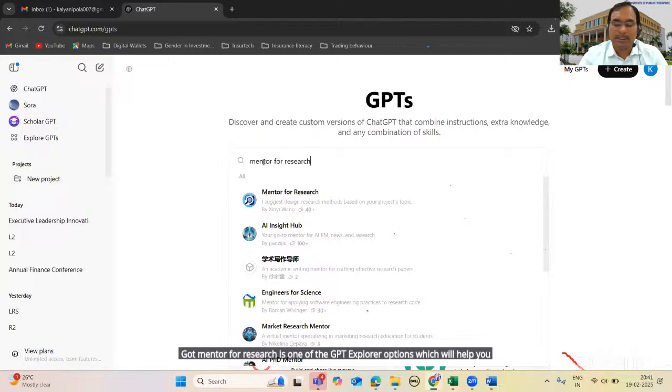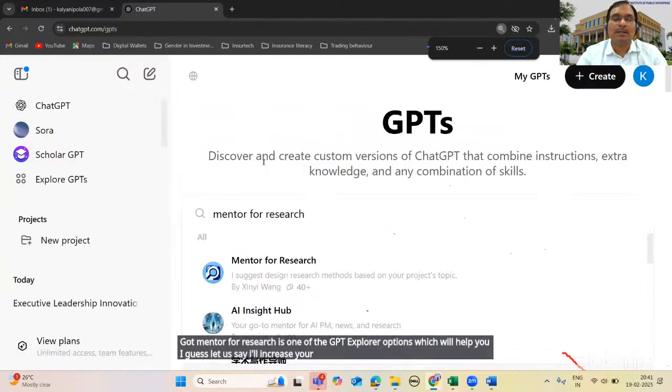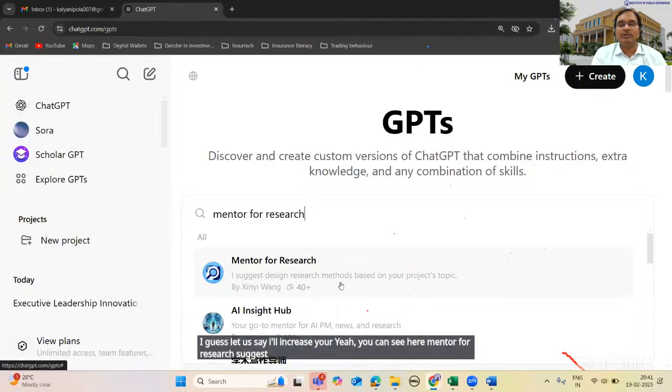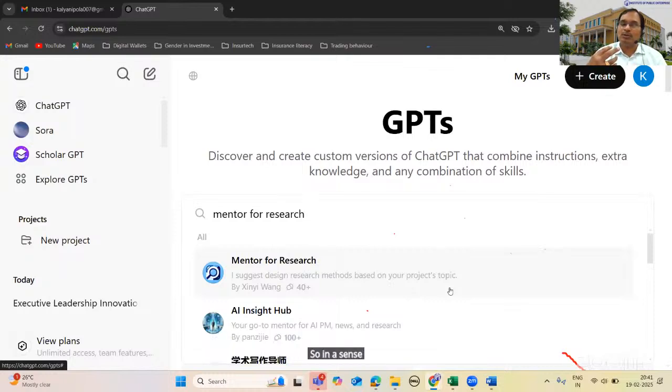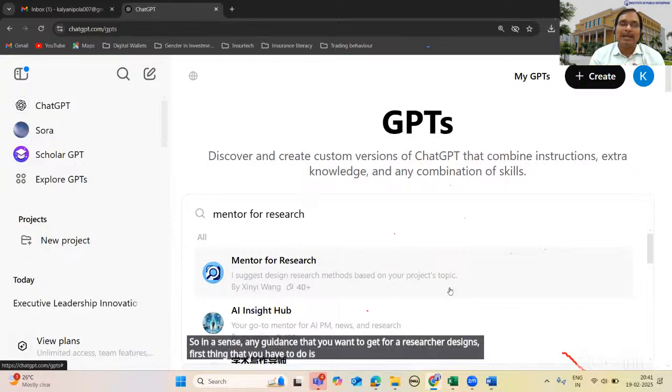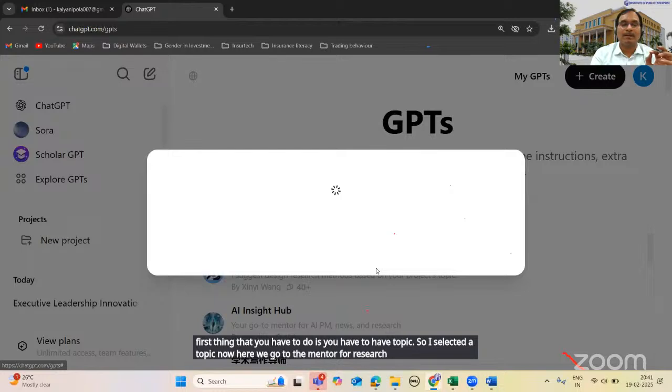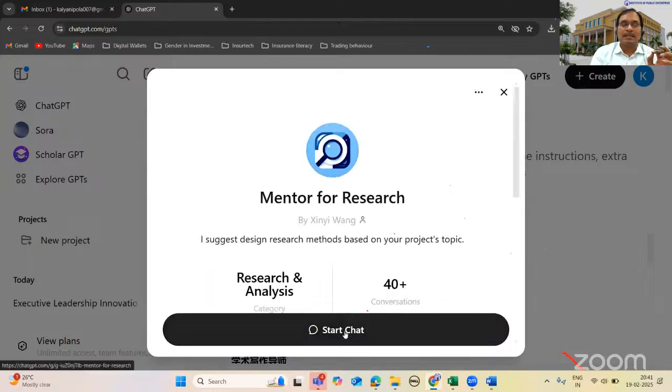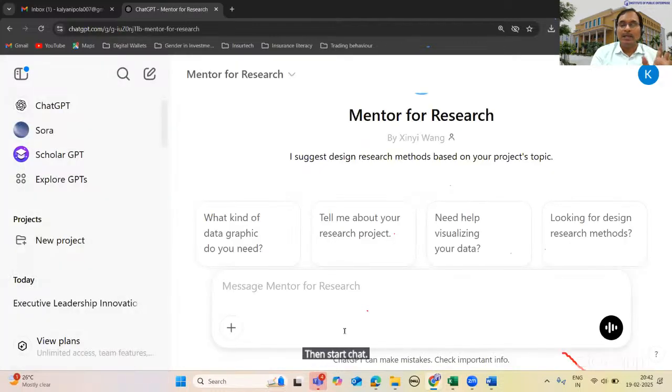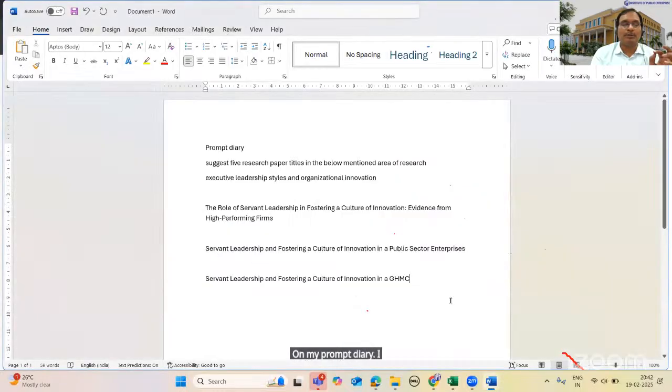You can see here, mentor for research suggests a research design method based on your project topic. So in a sense, for any guidance that you want for research designs, the first thing you have to do is have a topic. So I selected a topic. Now here we go to mentor for research, then start chat. On my prompt diary, I have my prompt, so I will check with the first one.